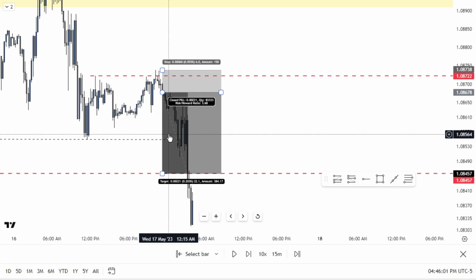All right, that's going to wrap up today's video. If you take one thing away from this, it's that price isn't moving randomly. It's constantly working towards liquidity.